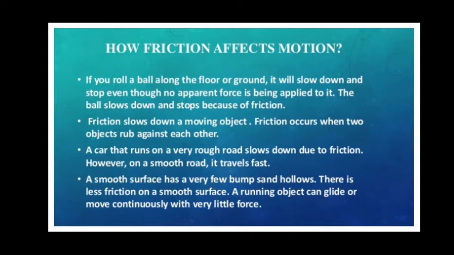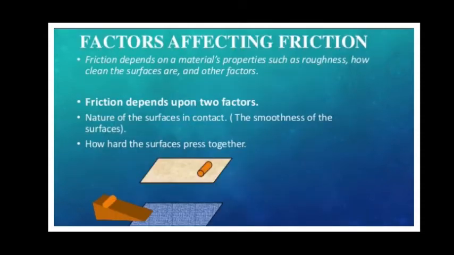So let us now come to the factors which affect friction. Friction depends on a material's properties such as roughness, how clean the surfaces are, and other factors. The two main factors on which friction depends, students, are first the nature of the surfaces in contact, whether the surfaces are smooth or rough. Depending upon the nature of the surface, friction will be either more, less, or balanced.